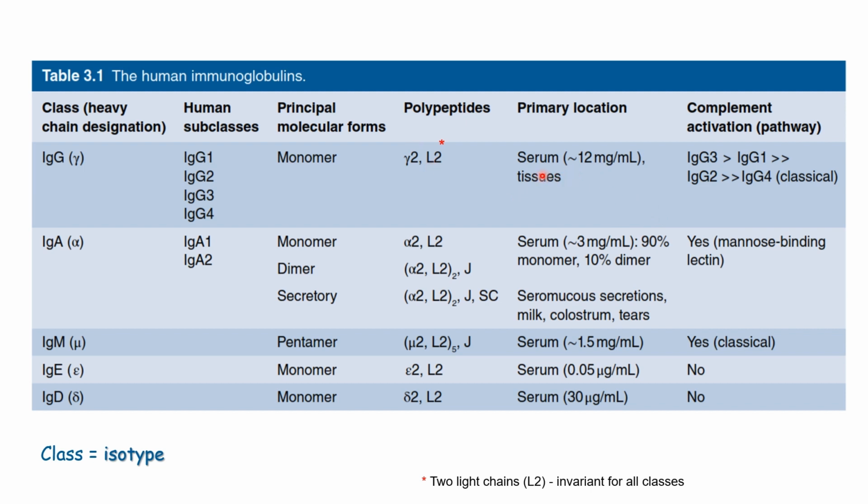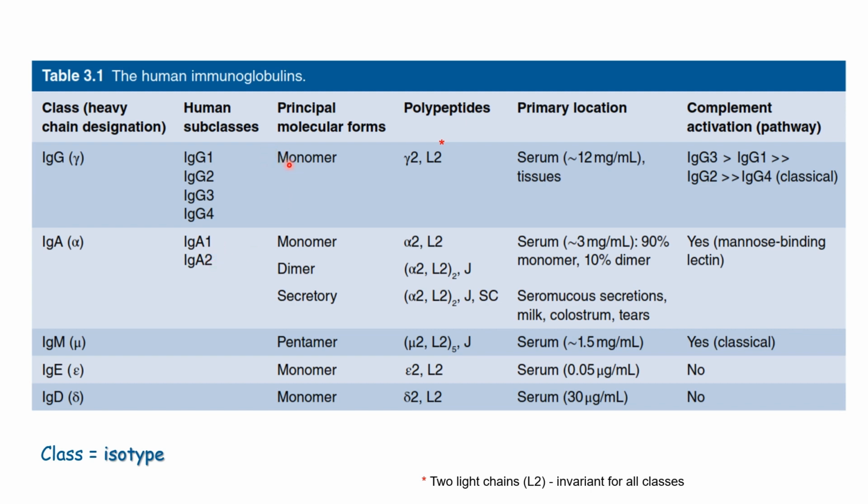Where are these found? Primarily serum. IgA is in serum, and it's also secreted, so this is considered to be a mucosal antibody. These are also found in serum. There's information here about complement activation; not all of these are able to be recognized by complement. IgA can also have two subclasses, IgA1 and IgA2.